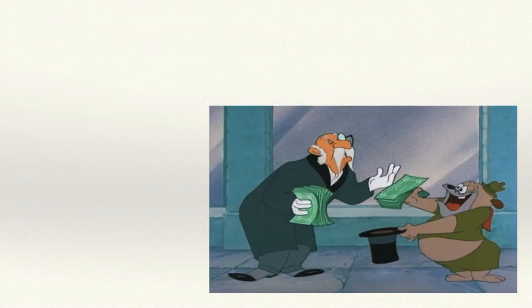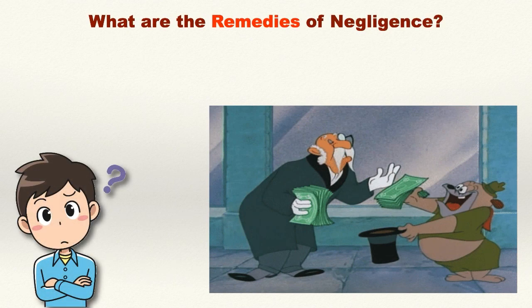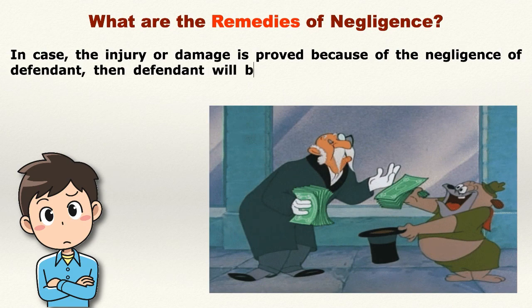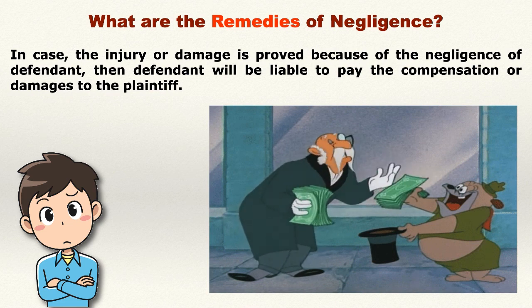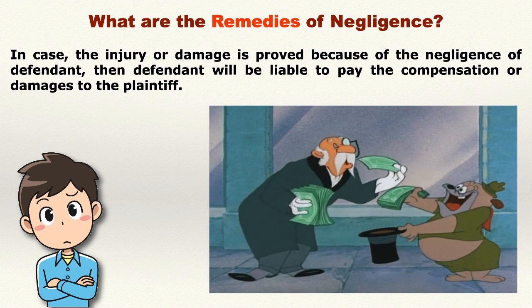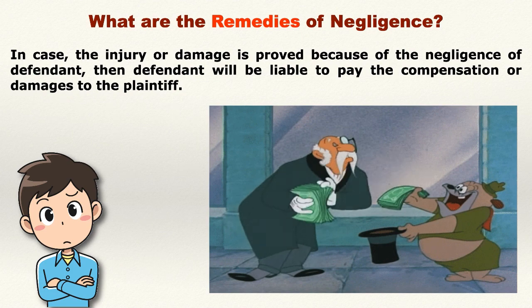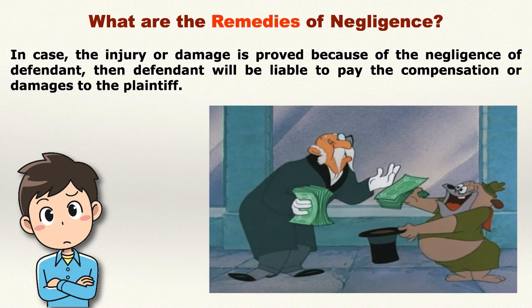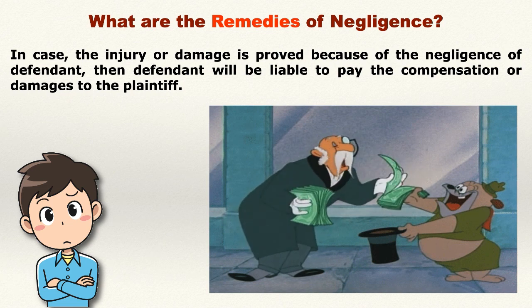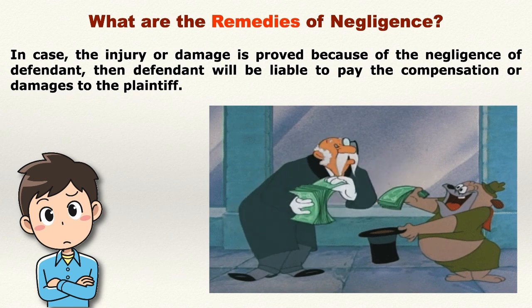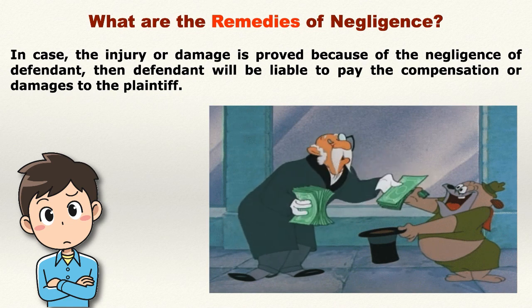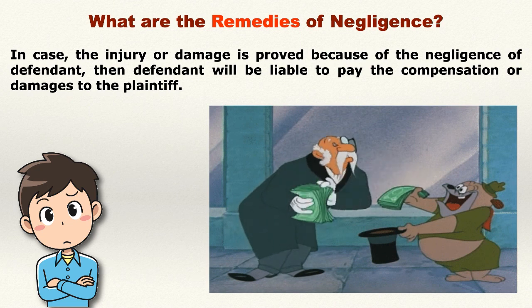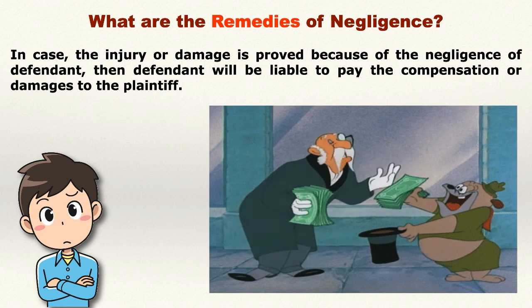And the last point of our topic is, what are the remedies of negligence? In case the injury or damage is proved because of the negligence of the defendant, then the defendant will be liable to pay the compensation or damages to the plaintiff. You know that in tort law, compensation or damages is prima facie the most prominent remedy. Okay, so this is all about the negligence that we have discussed, about the meaning and concept of negligence, the essential elements of negligence, the defenses against negligence, and lastly, of course, remedies of negligence.